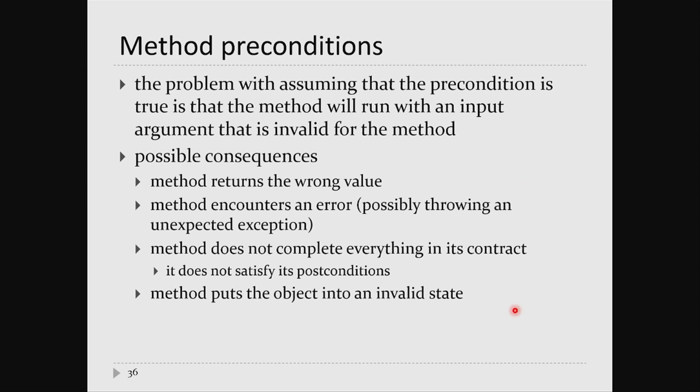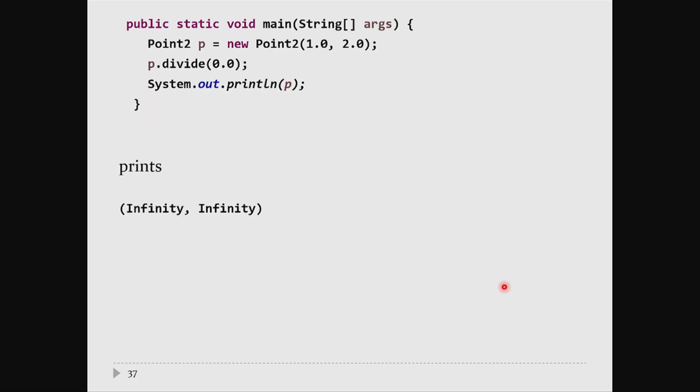And you kind of want to avoid that when you're programming. So for example here, if I have a point (1, 2) and I divide by 0, I end up with positive infinity and positive infinity. Now the problem with infinity is you can't really do anything with it. If you try to do some sort of arithmetic with this, you just end up with infinity or not a number. So this is not super useful for a Point2 object.